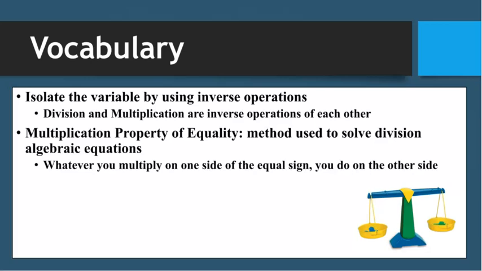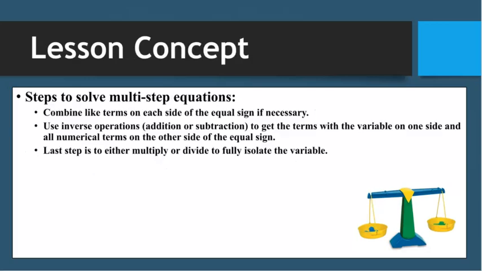Just remember that adding and subtracting are inverses, and division and multiplication are also inverses of each other. And if you're going to use the multiplication property of equality, that'll be one of the last steps you do. If they already have a division problem with a variable, you're going to use the multiplication property of equality. So let's take a look at an example.